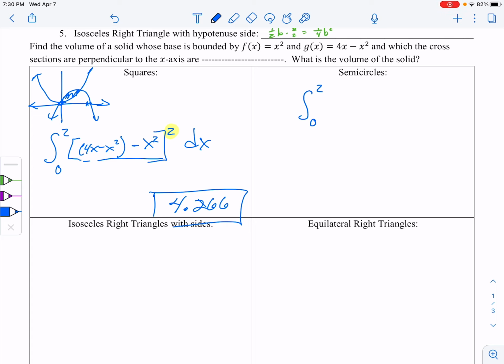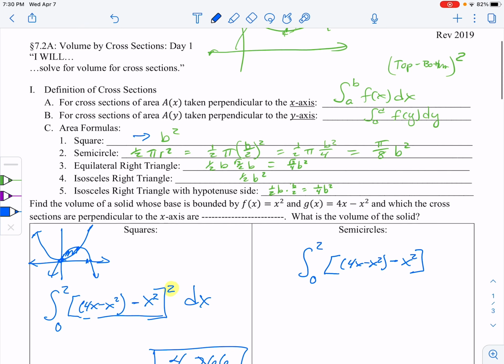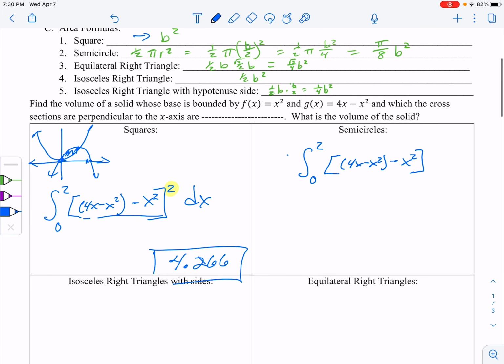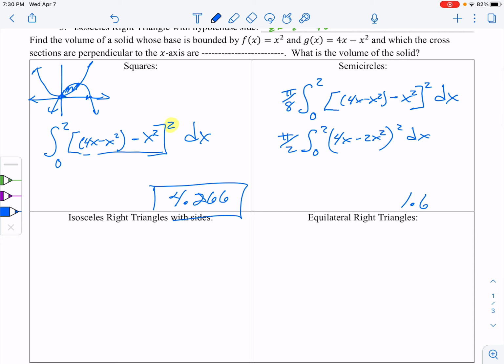All right, so if I do semicircles, we already know the intersection, so it's going to go from 0 to 2 again. We know the base is 4x minus x squared minus x squared. For a semicircle, we said it's pi over 8 times b squared. Well, the pi over 8 can hang out here. If you want to clean it up, you got 0 to 2, and you get 4x minus 2x squared, and then you're going to square it. You can do that. And again, I put it in my calculator and got 1.675, I think.